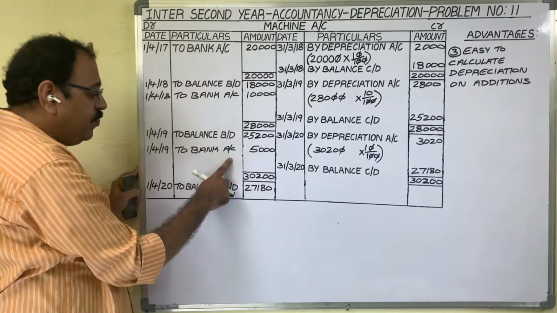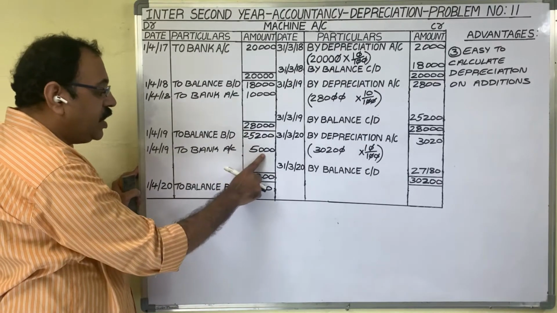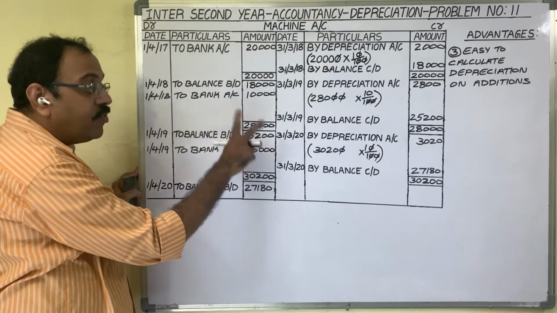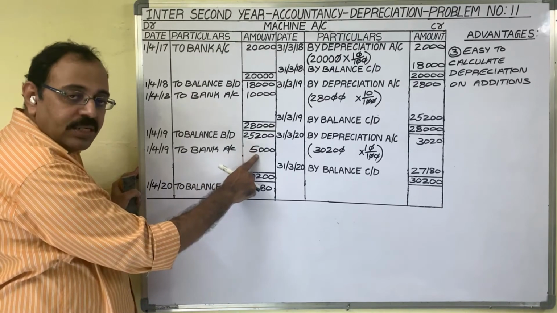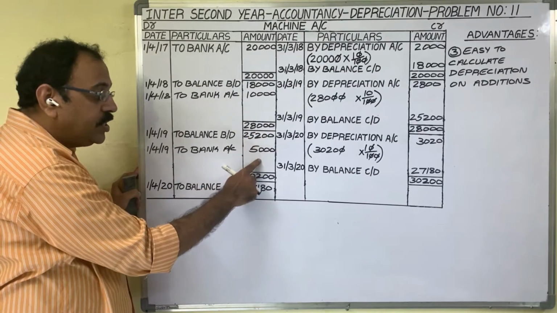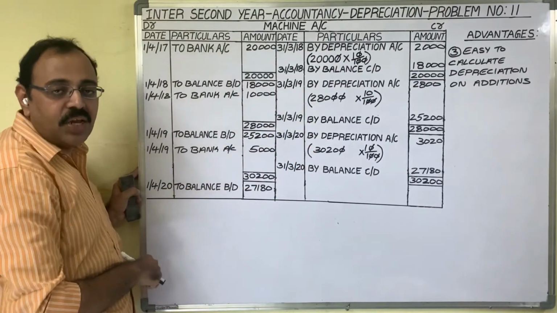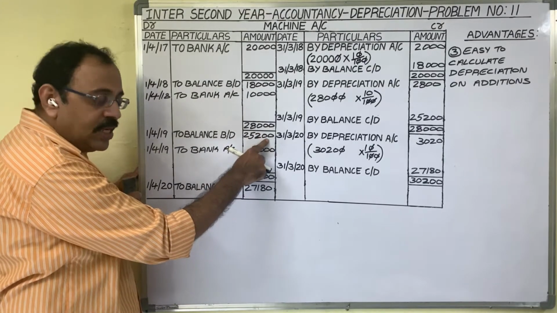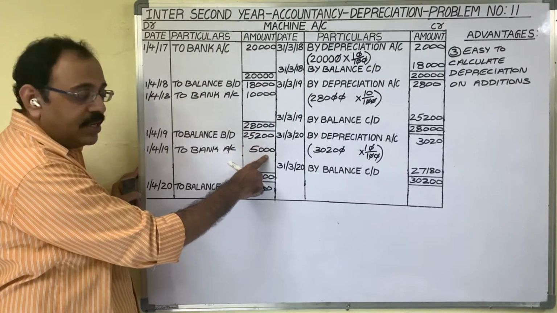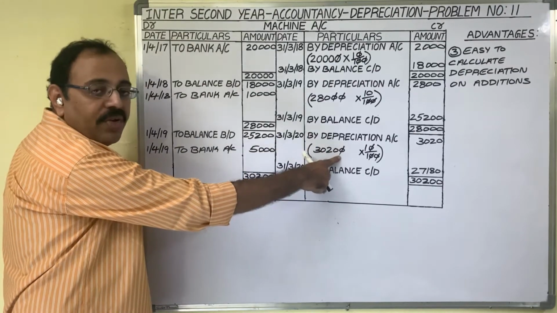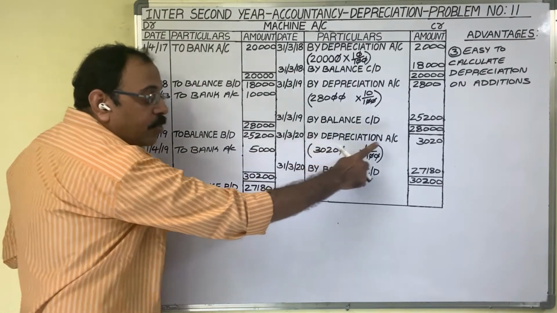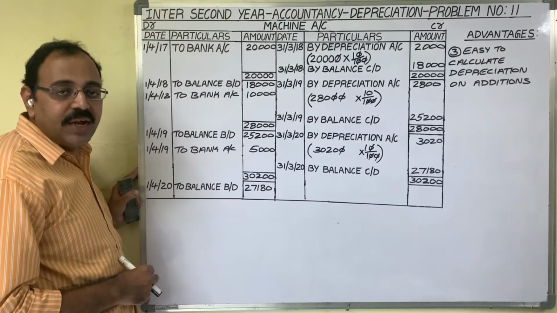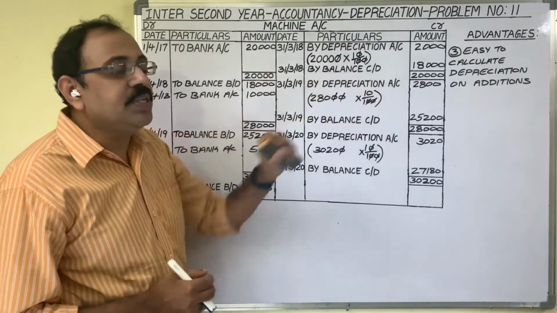In the third year also, assume that they purchased a 5,000 worth asset on 1/4/19. This is the opening balance of the two assets now, and this is the third asset. Then you need not provide the depreciation separately on the three assets in the inner column. Add all amounts: the opening balance of the first two assets plus the cost of the third asset. Then the total becomes 30,200. Directly on that value we can provide the depreciation. Thus, if any additions are made to the asset, it becomes easy to calculate the depreciation.